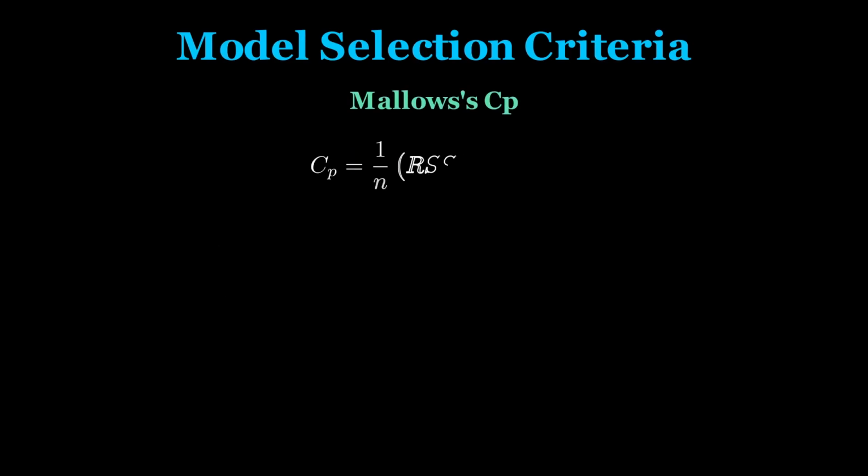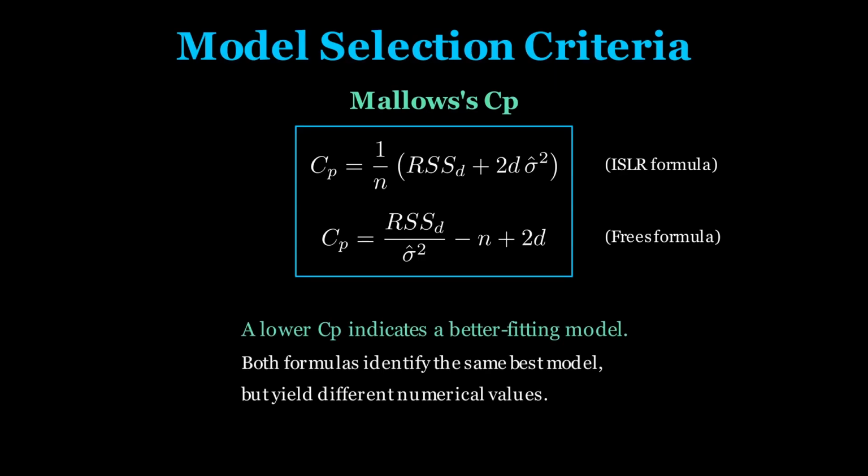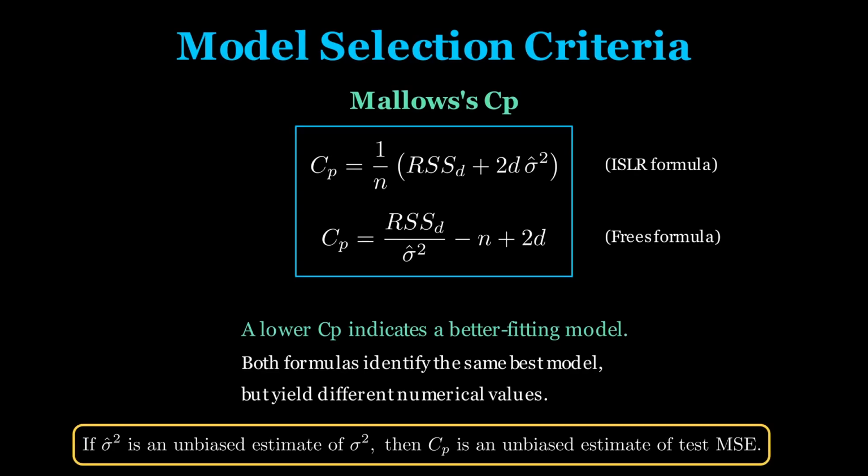Now that we've defined the key variables, let's look at the first criteria, Mallows CP. ISLR uses the first formula on the screen here, and Freeze uses a different but equivalent formula. Both formulas will penalize the model for having more predictors and will identify the same model as having the lowest CP, although they might yield different numerical values. Note that if sigma hat squared is an unbiased estimate of the true error variance, then CP is an unbiased estimate of the test mean squared error.